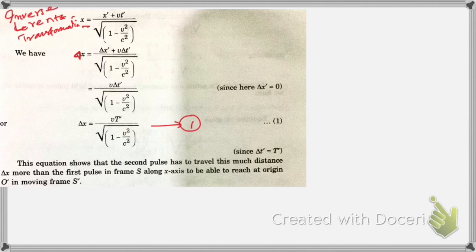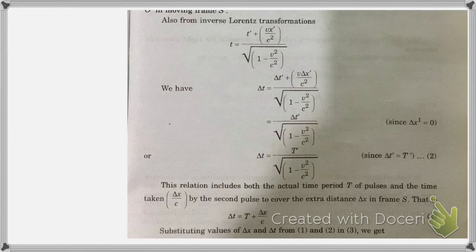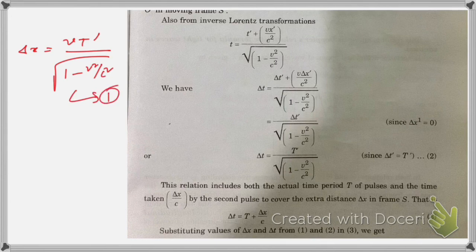Now let me add the next slide. This is equation number 1. Let me rewrite this equation on the next slide also. What we have got is del x is equal to v into t dash by root over 1 minus v square by c square. This is equation number 1. Here is equation number 2, on the next slide.